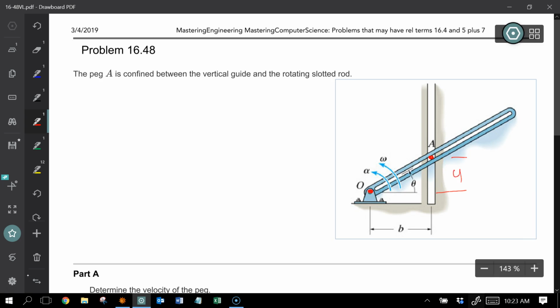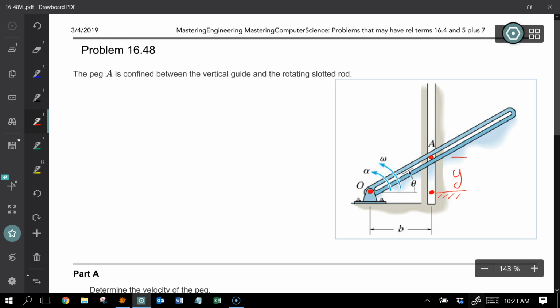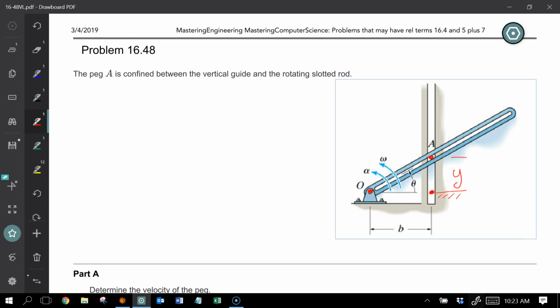So I'm going to define a distance here, and I'm going to put a fixed point right there. So that point's fixed. So this line is fixed, and I'm going to measure a distance y, because y is the position of A, measured from a fixed point. The derivative of y would be the velocity, and the second derivative of y would be the acceleration. So that's why I did that. I wanted to be able to find the velocity.